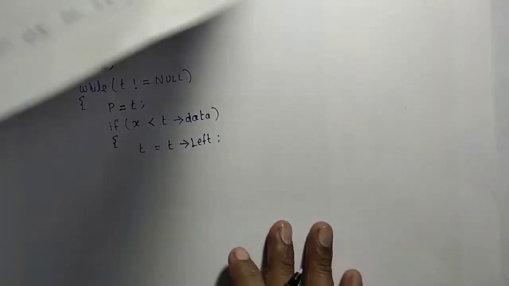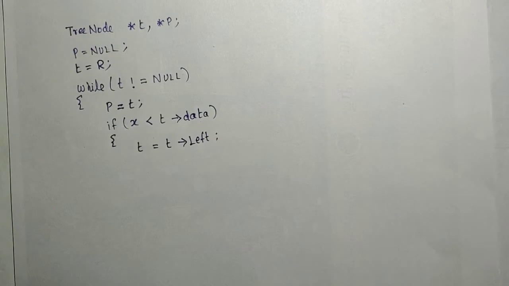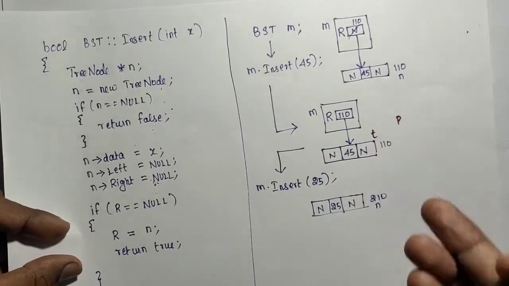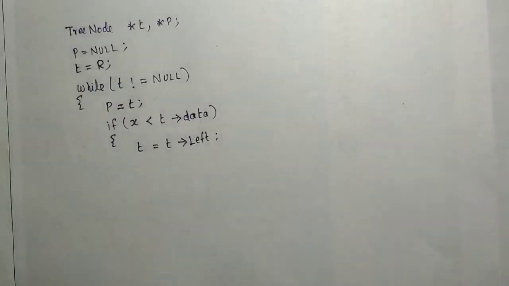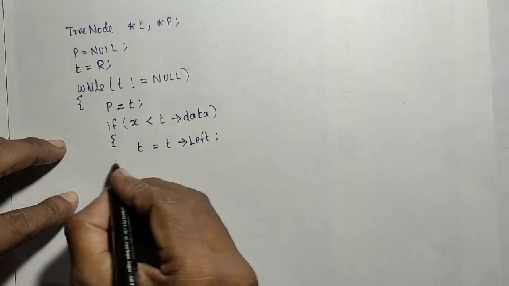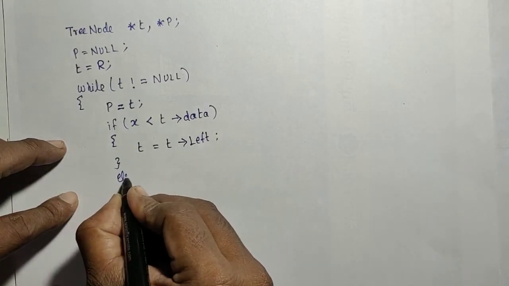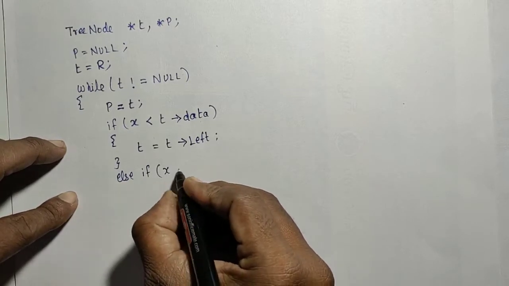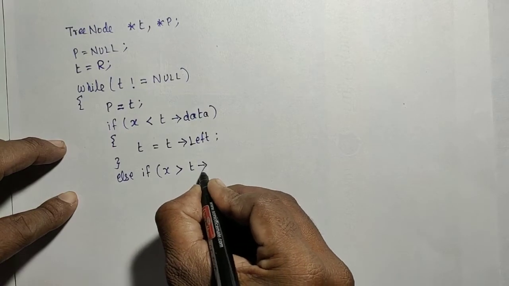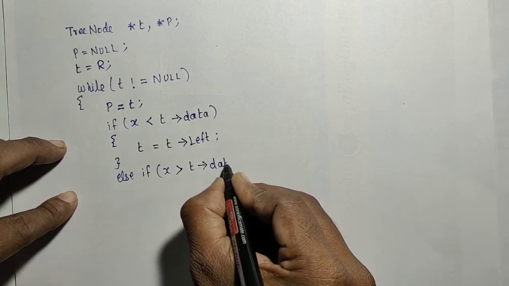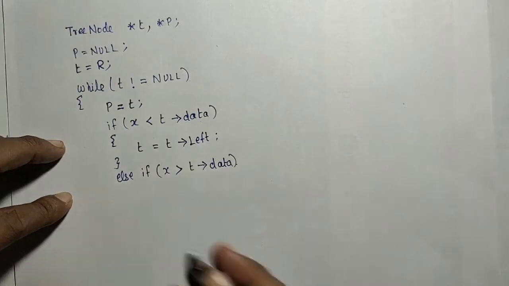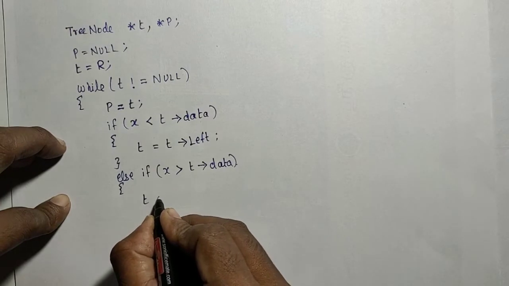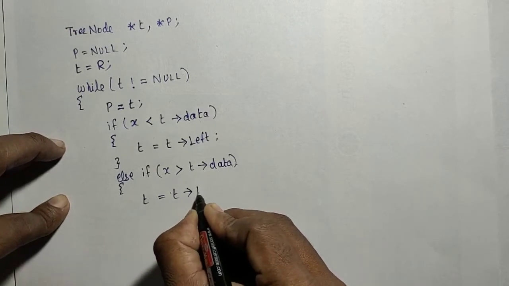So whatever the left address will be stored into t, so t will be moved to the left side node. Okay, so next, else if x is greater than t of data, greater than t of data means I have to move t to the right side. t equal to t of right.